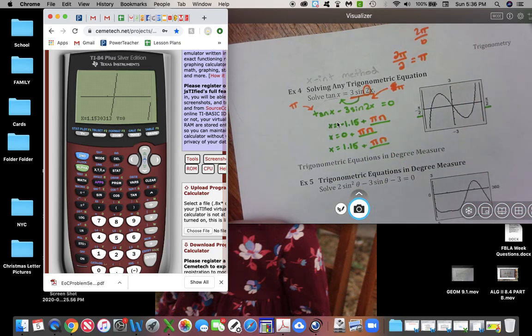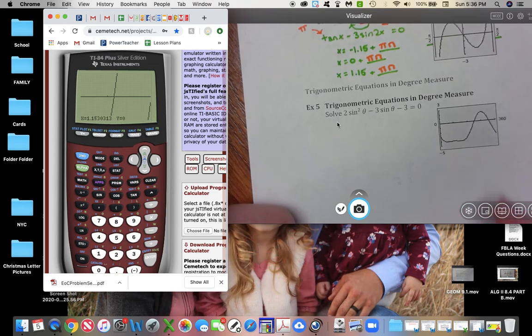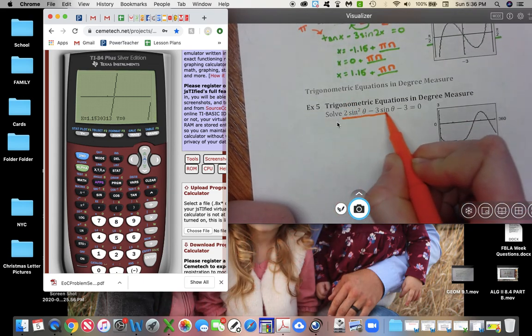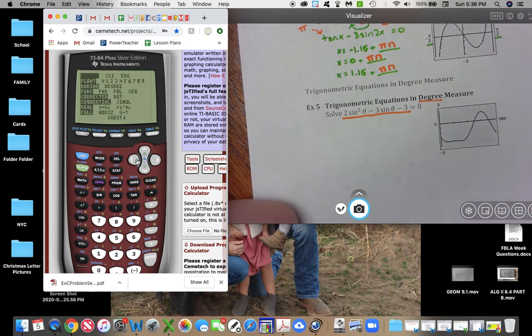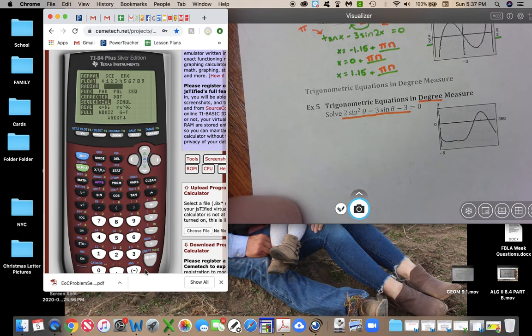Okay. Example 5 is exactly the same thing. We're going to do the x-intercept method, except this time they want it in degree measure. So we're going to see how this changes. I'm going to go from radians over to degrees. So change yours also.